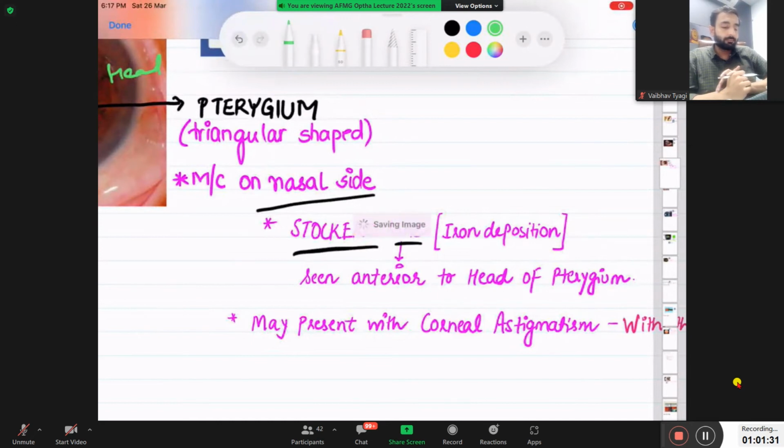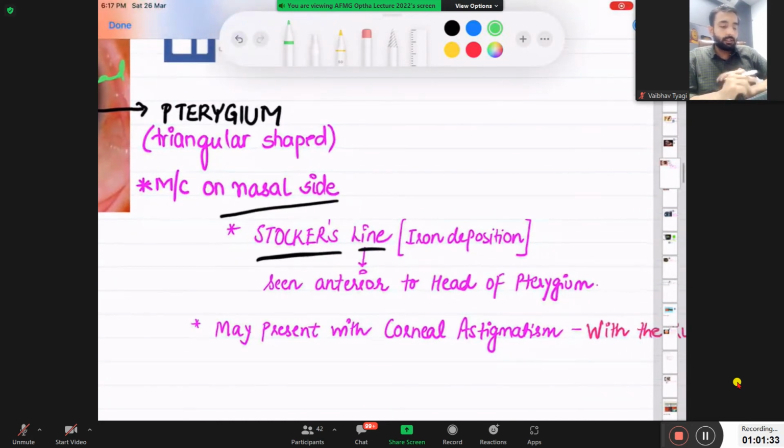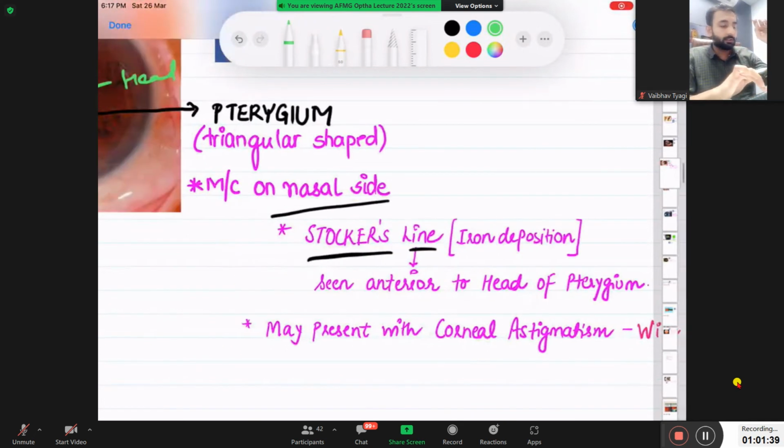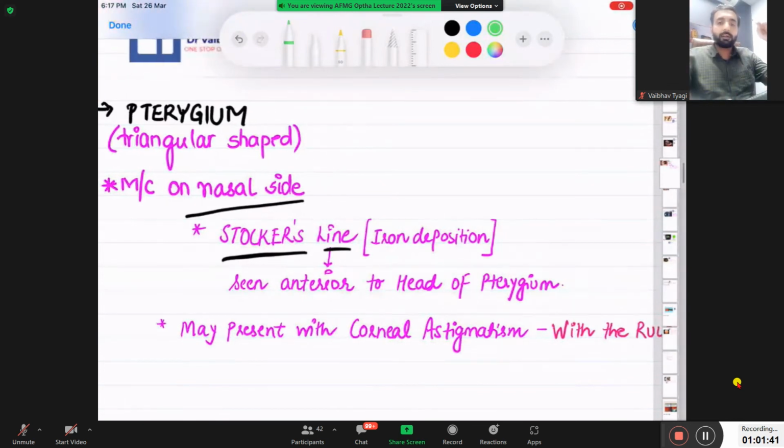Now this patient may present with corneal astigmatism. Because of this pterygium, the refractive surface of the cornea becomes irregular, so the light rays will not be able to focus on a point object. That is why it can induce with-the-rule astigmatism.